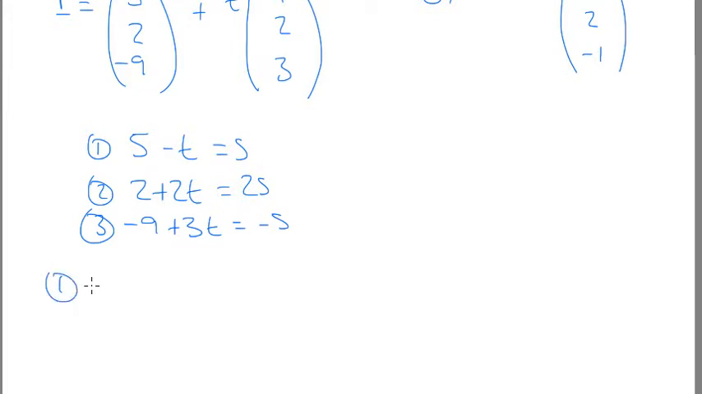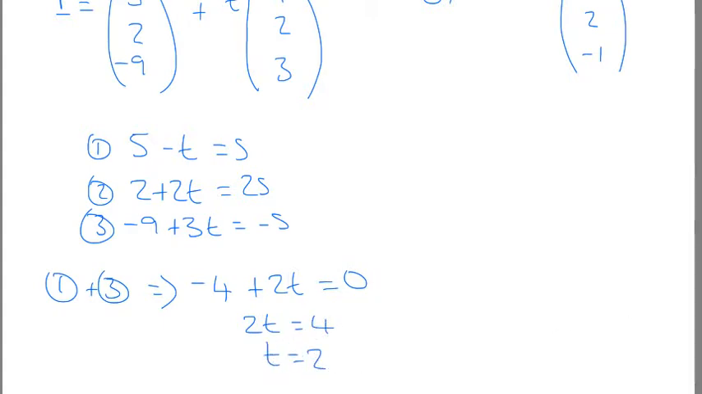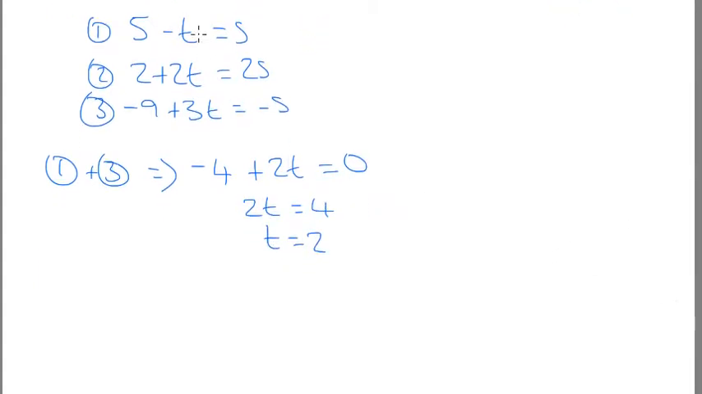So if I add together 1 and 3, that will make the s's disappear, and we're going to have 5 plus minus 9, which is negative 4. That shouldn't be an equal sign, that can be an arrow. Minus t plus 3t is plus 2t, and that's going to equal 0. So that tells me that 2t is 4 and that t is 2. If we know that t is 2, we can find out what s is. s is going to be 5 take away 2, so s is 3.